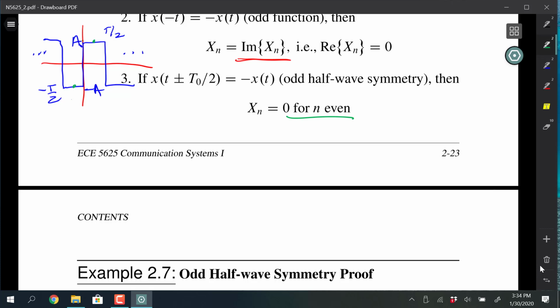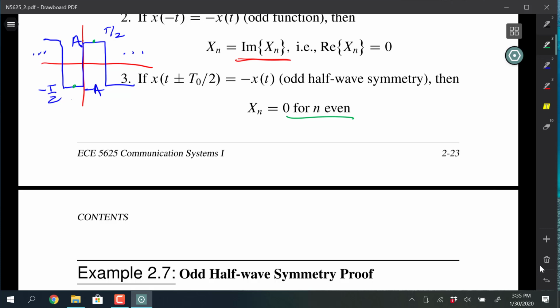That means n equal to 0, which is the DC component, will of necessity have to be equal to 0. But like I said, the odd half-wave property holds with the exception of n equal to 0. If we take the waveform and just raise it up or lower it down, we're simply changing the DC value, or the average value, right? The way it stands now, the average value is 0. But the odd half-wave property still holds with the exception of the DC value, even if it's up on a pedestal.